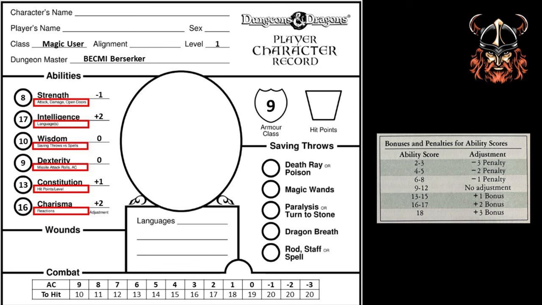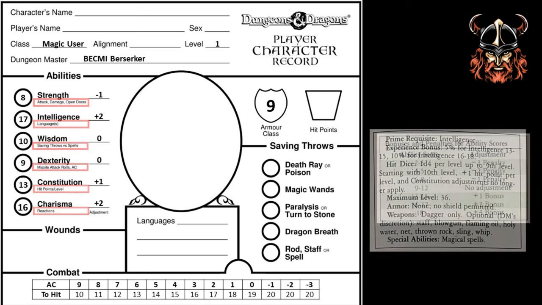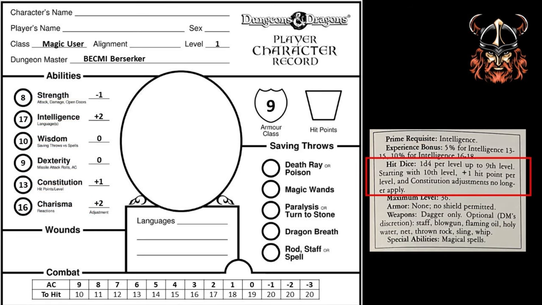But how many hit points do they start with? Well, looking at the information in my table, a magic user's hit dice is 1d4, the lowest in the game, indicating that being safe from attacks is the number one priority if you're trying to get a spell off. As I mentioned in my previous videos, a character does not usually get maximum hit points at first level, so I roll my 1d4 and get a 2. I can add 1 to this roll because of my constitution adjustment, making my actual hit point total 3.